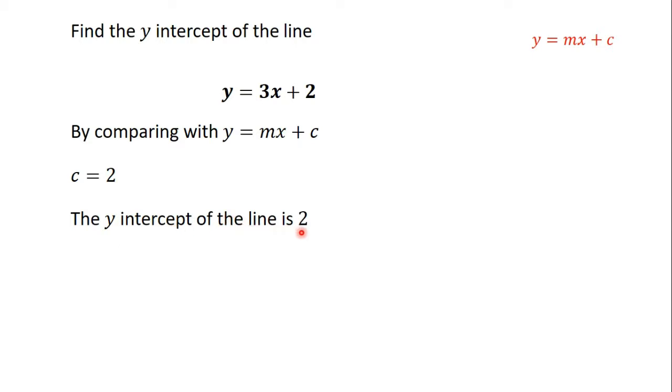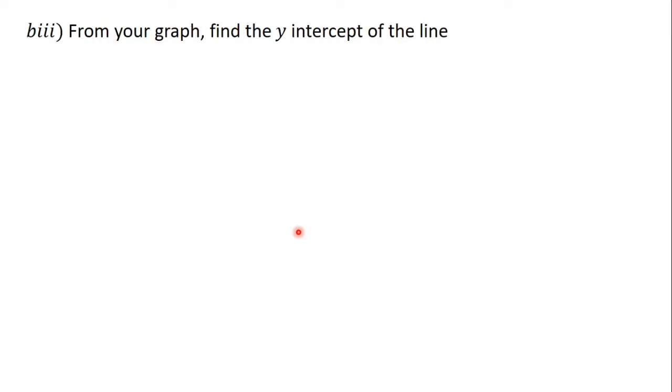So before we go to the graph, we have been able to find the y-intercept of the straight line as 2. But this is not what the question wants us to do. The question wants us to use the graph to find the y-intercept of the straight line. So let's learn how to do that on the graph. So from the graph, find the y-intercept of the straight line.